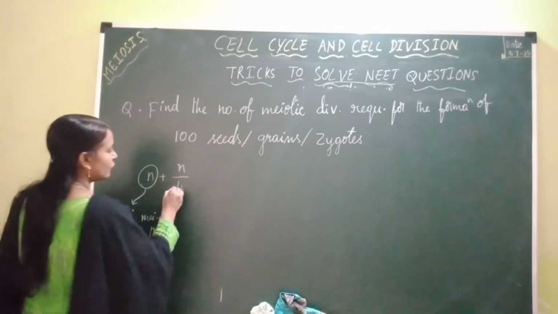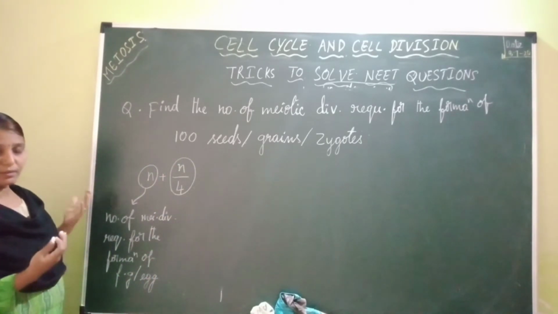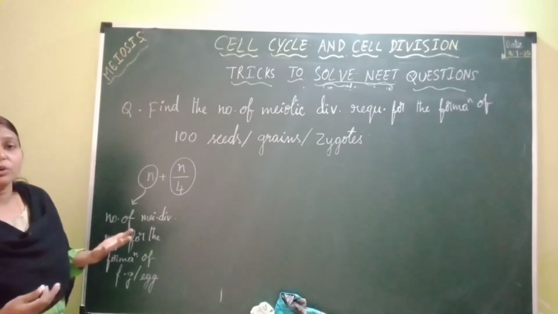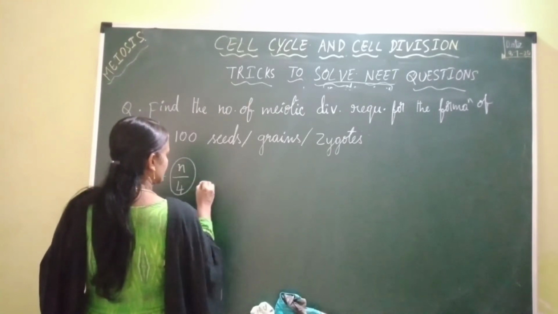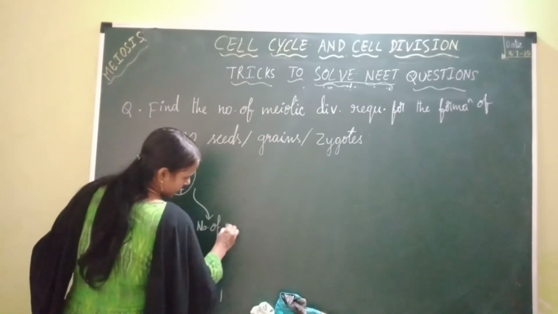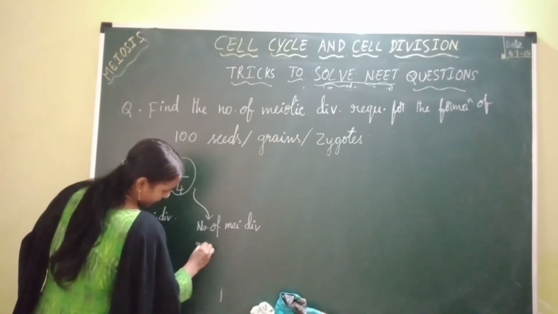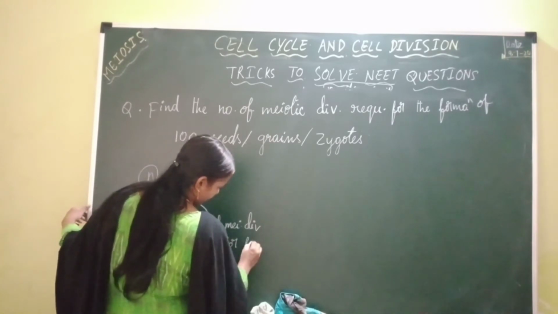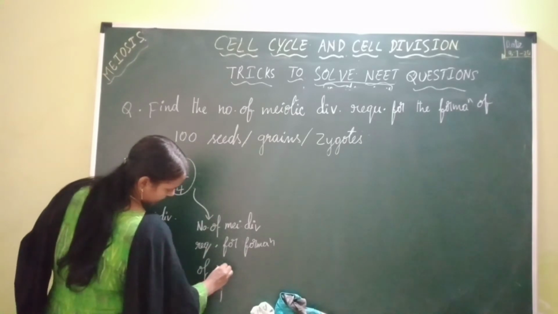N by 4 is nothing but the number of meiotic divisions required for the formation of male gametes. When male and female gametes fuse together, what will be formed? Zygote, that develops into the embryo of the seed or a grain.